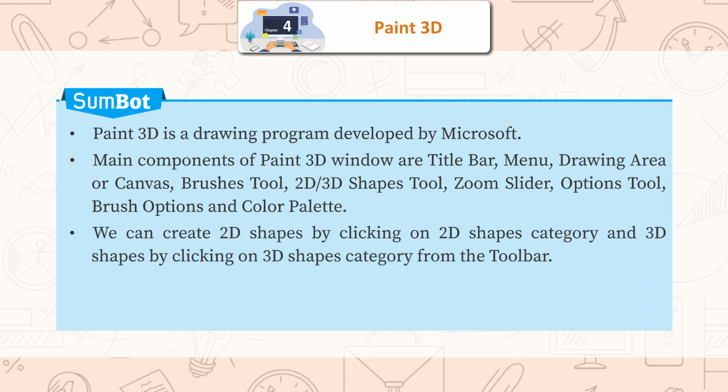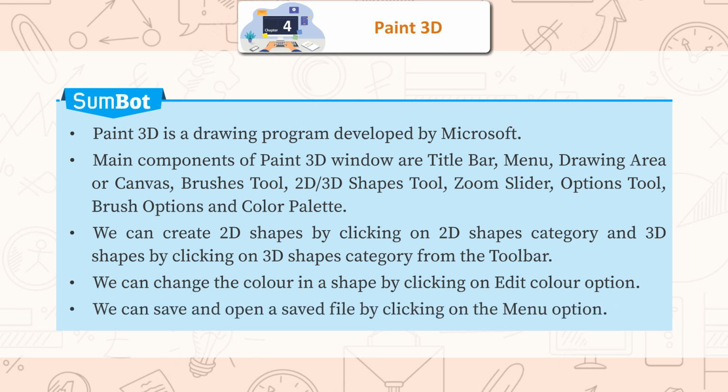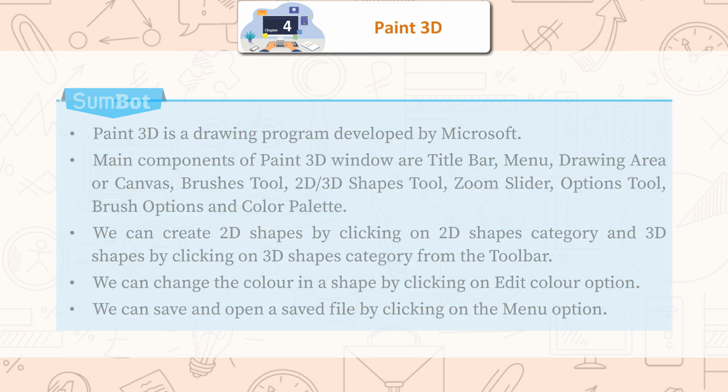We can create 2D shapes by clicking on 2D shapes category and 3D shapes by clicking on 3D shapes category from the toolbar. We can change the color in a shape by clicking on Edit Color option. We can save and open a saved file by clicking on the Menu option.